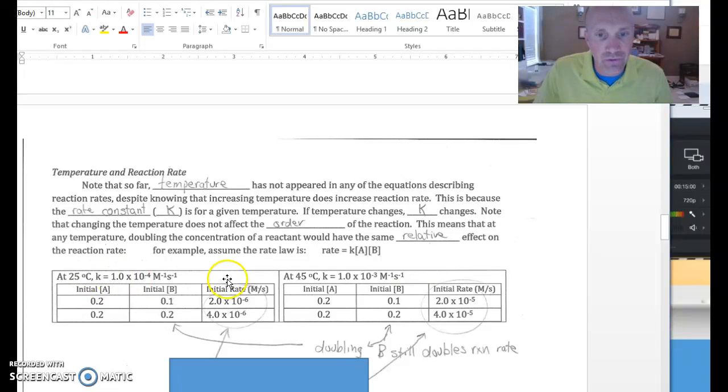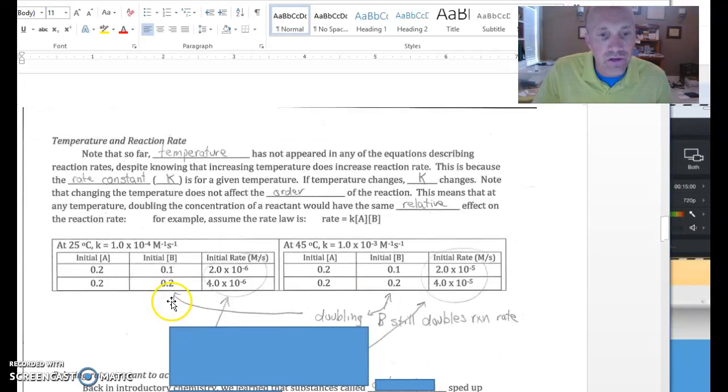To illustrate this, I've got two separate, well, actually it's the same reaction, just run at two separate temperatures. This one is run at 25 degrees Celsius. This would be its rate constant. This is run at 45 degrees Celsius. Notice its rate constant is now higher. Some number to the negative fourth is not as big as that number to the negative third. So why does K go up? That reflects that at the higher temperature, you're going to see a higher rate.